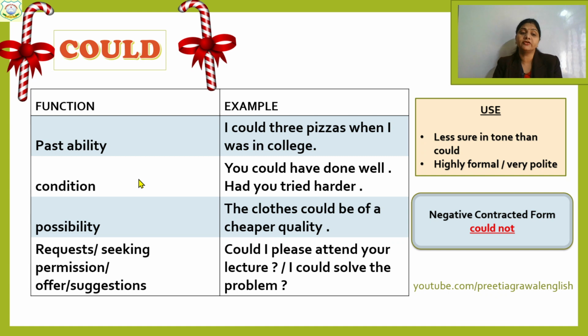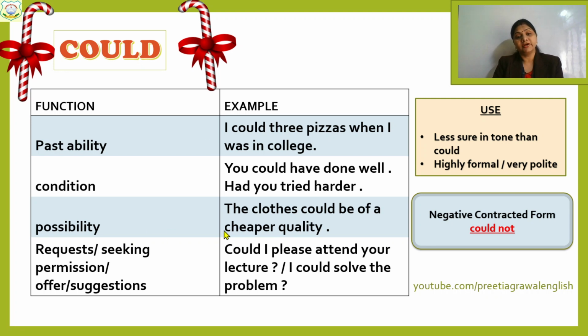For condition also we can use could. Condition means conditional sentences. You could have done well had you tried harder. So you could have done well. This is a condition. It is showing us a condition that if I had tried harder, अगर मैंने और मेहनत की होती, you could have done well. तुम और अच्छा कर पाते. अगर तुमने और मेहनत की होती तो और अच्छा कर पाते. So whenever in Hindi अगर is written there, अगर ऐसा होता तो ऐसा होता, that is called conditional sentences. So whenever there is any condition you can use this modal could.